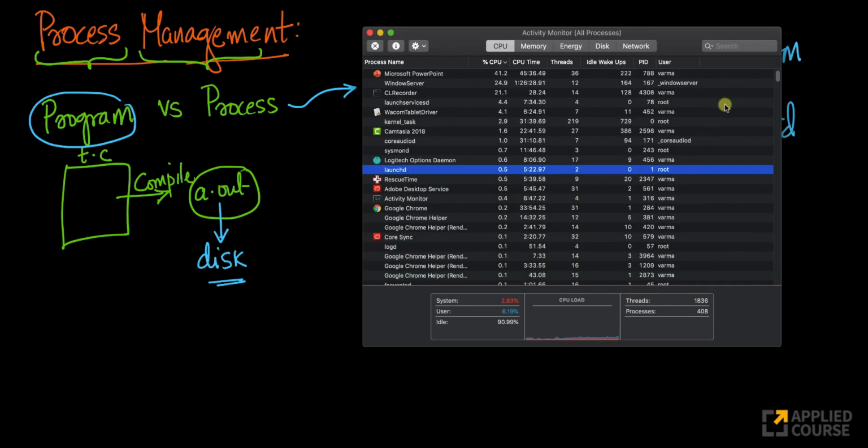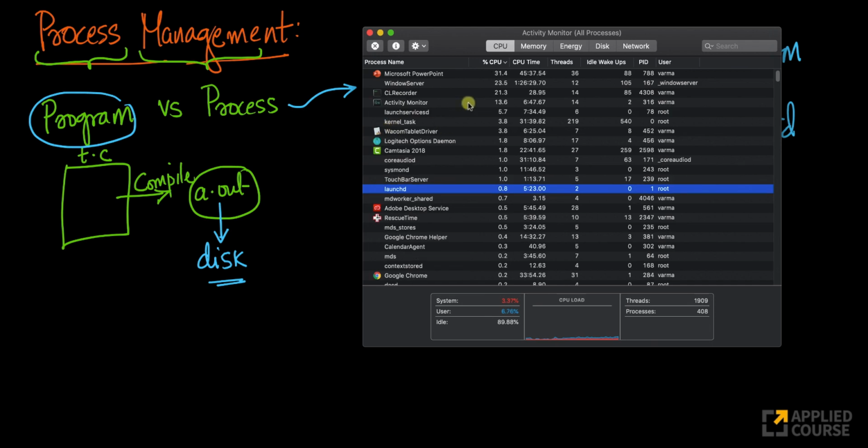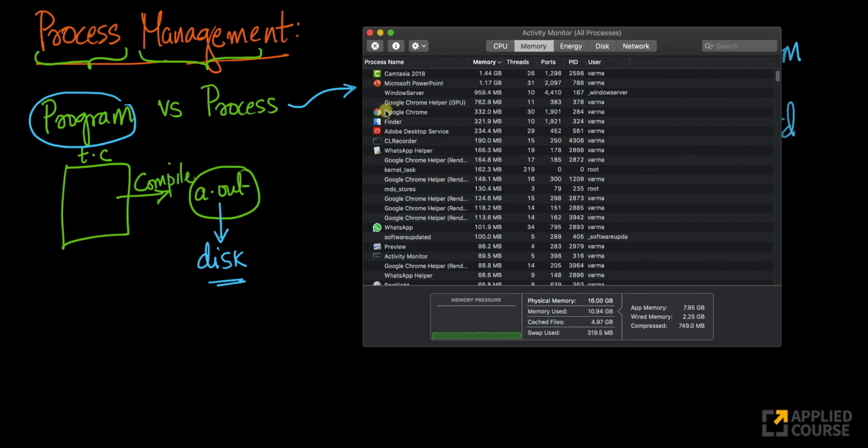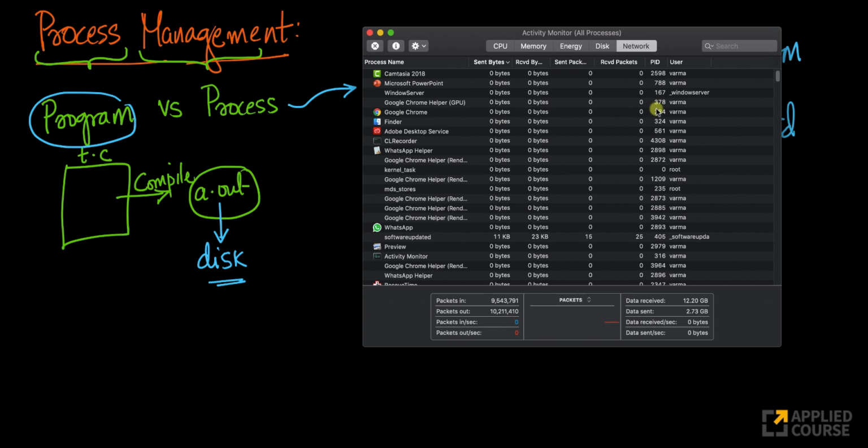Again, going back to this view, look at this. If you take any process here, there is some CPU resources it's using. There are a bunch of threads. There is memory associated with each of these processes, right? There is some network IO associated with each of these processes. Network IO basically means the data that is being transferred through my Wi-Fi here, right?